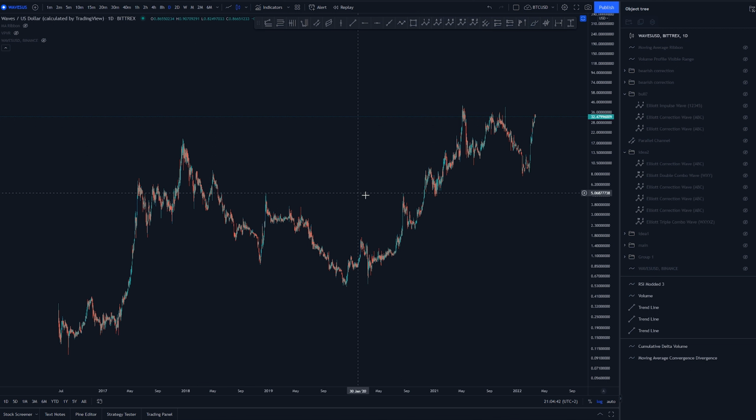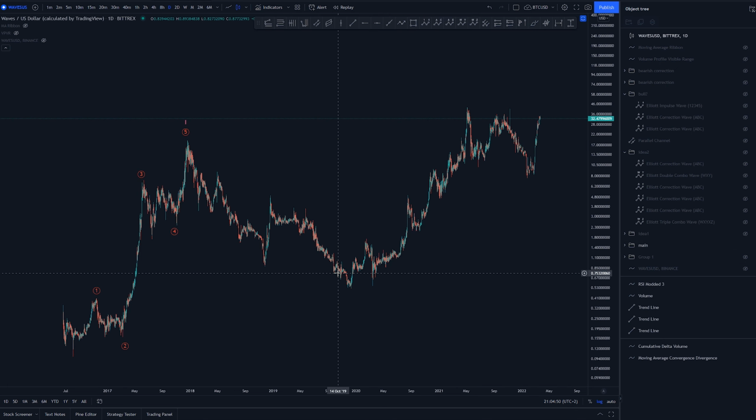Now, here is the main Elliott Wave count that I come up with. What is this? There's some mess here. It's this. So this is pretty basic and easily we can get up here.